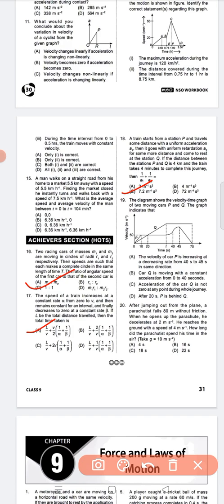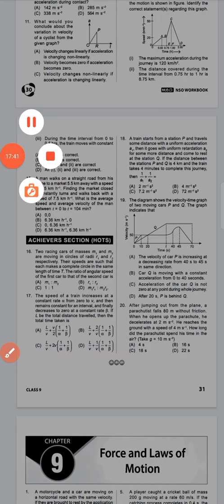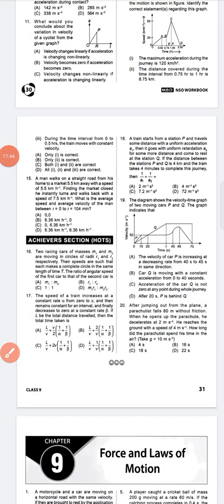Question number 19. The diagram shows the velocity time graph of two moving cars P and Q. The graph indicates that the velocity of car P is increasing at a decreasing rate from 40 to 45 seconds in the same direction. Car Q is moving with a constant acceleration from 0 to 40 seconds. Acceleration of the car Q is not 0 at any point during the whole journey. After 20 seconds, P is behind Q.